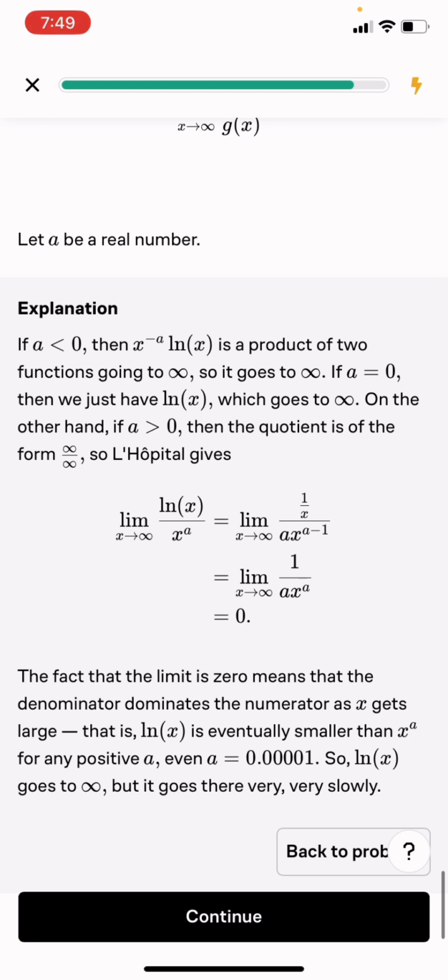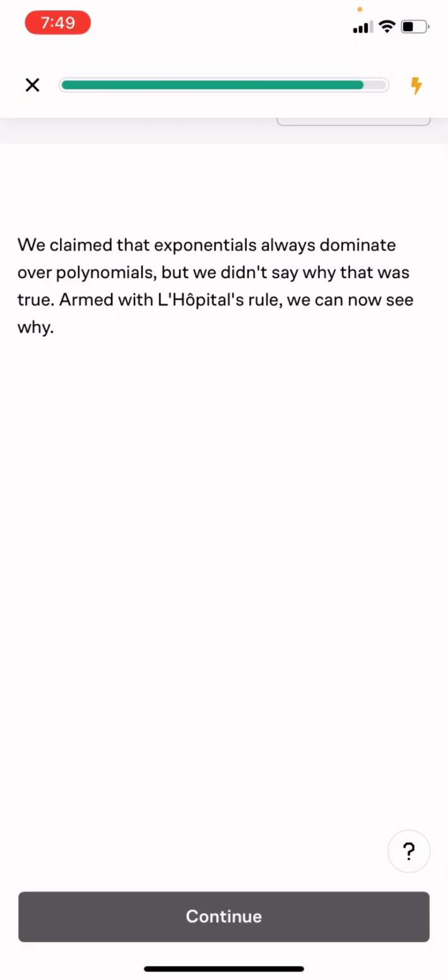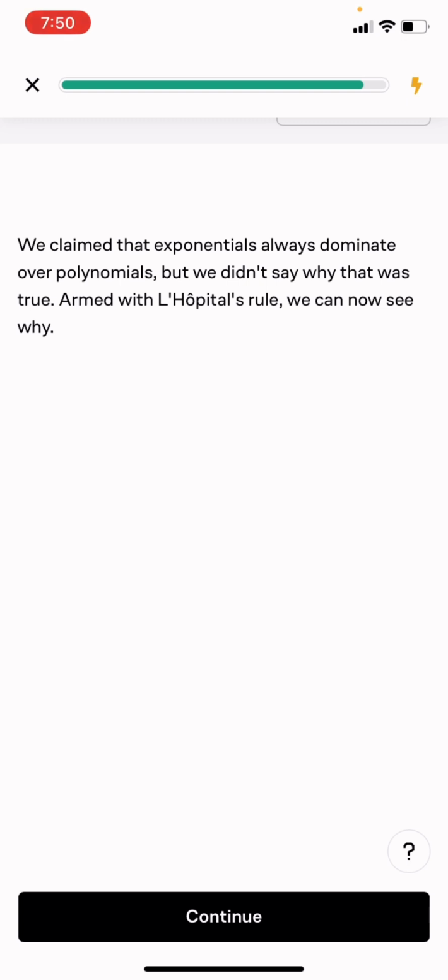The fact that the limit is 0 means that the denominator dominates the numerator as x gets large. That is, ln x is eventually smaller than x to the a for any positive a, even a equals 0.0000001. So ln x goes to infinity, but it goes there very, very slowly. We claimed that exponentials always dominate over polynomials, but we didn't say why that was true.